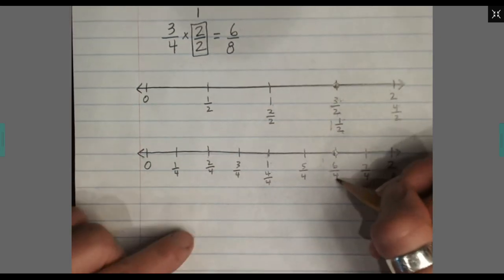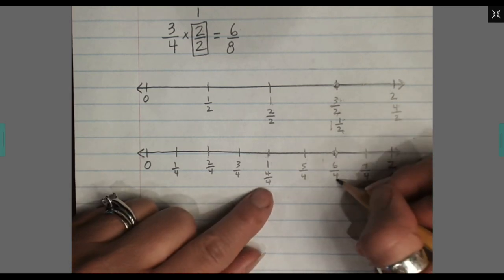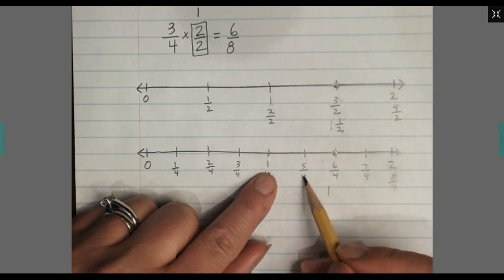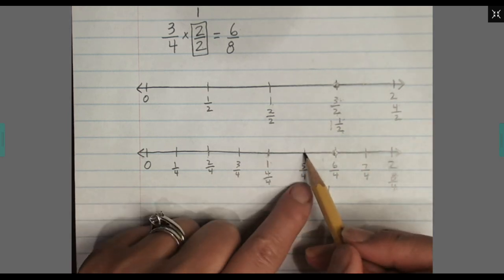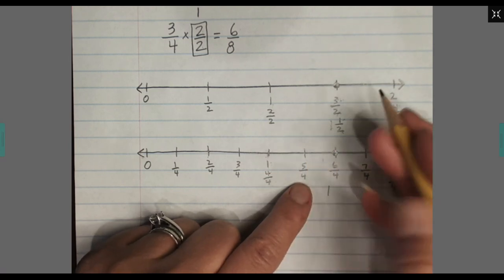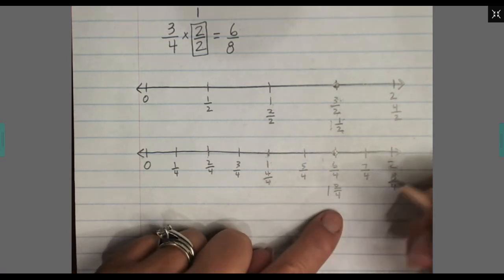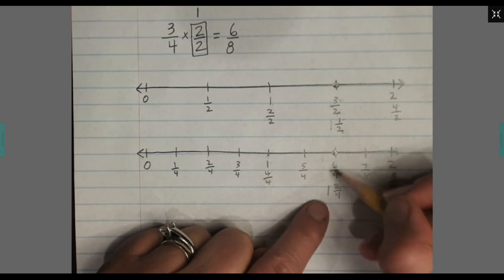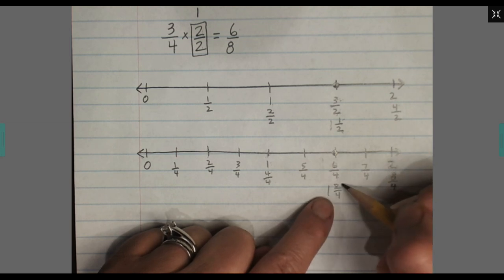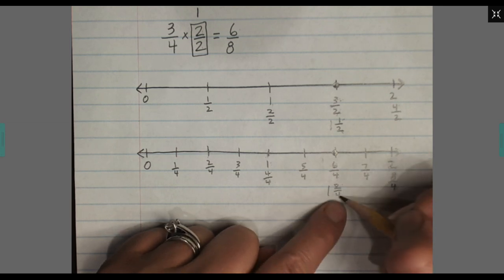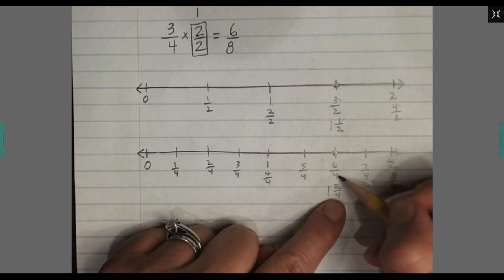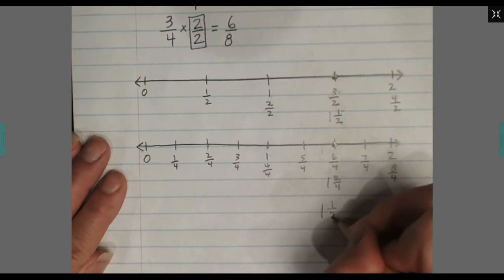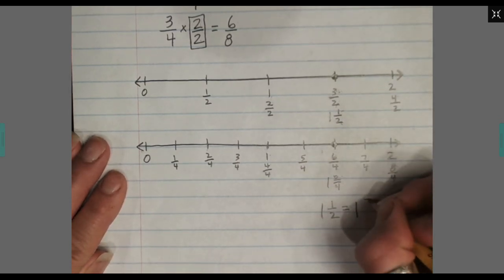Let's change our 6/4 into a mixed number as well. We know we have 1 whole, and we have fourths here. So this is 1 1/4, 1 2/4. And we're going to see if that works with division. 6 divided by 4. 4 goes into 6 one time. I have 2 left over. That becomes my numerator. My denominator is the divisor, the number I divided by. Therefore, 1 1/2 is equivalent to 1 2/4.